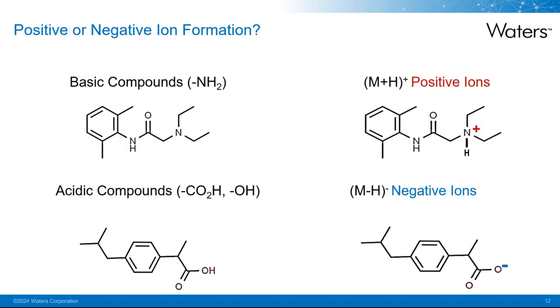So the chemistry of your analytes is really important in ion formation in electrospray ionization. Basic compounds, like lidocaine, protonate to form the positive M+H ions. Acidic compounds, like ibuprofen, deprotonate to form negative M-H ions. So this is something to also consider when you're performing your analysis of your compounds with mass spectrometry.